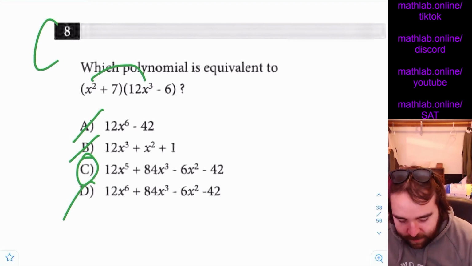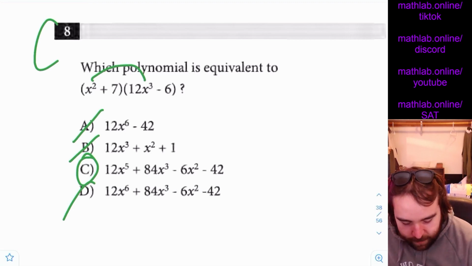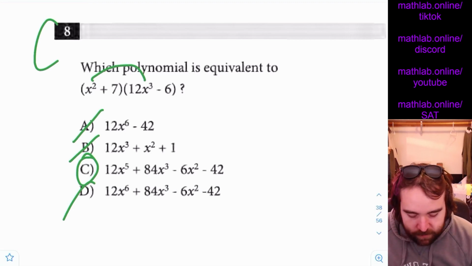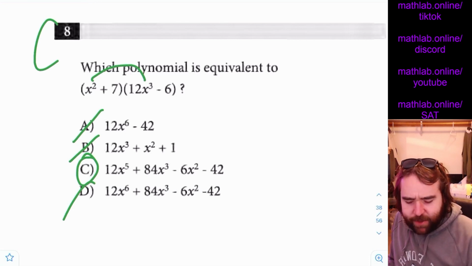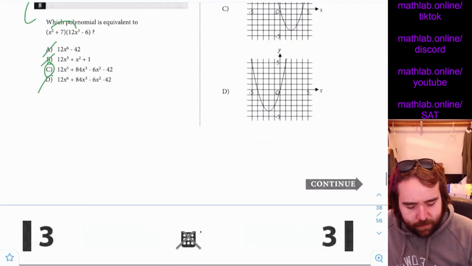They're making me doubt myself. But no, that's definitely right. Can we also reconfirm it some more? Well, not really, because it's just between C and D. Those are the same. But no, it's definitely x to the fifth. That's all you need. X squared times x cubed is x to the fifth.